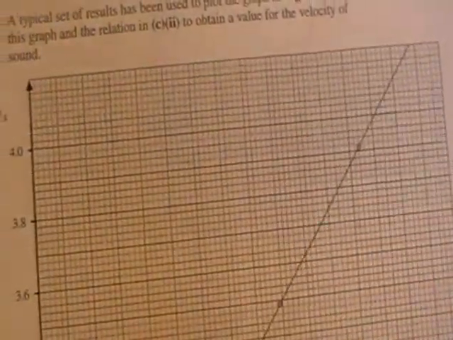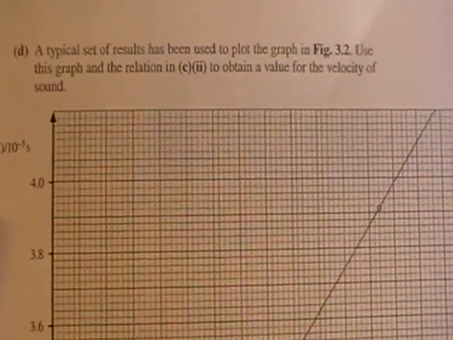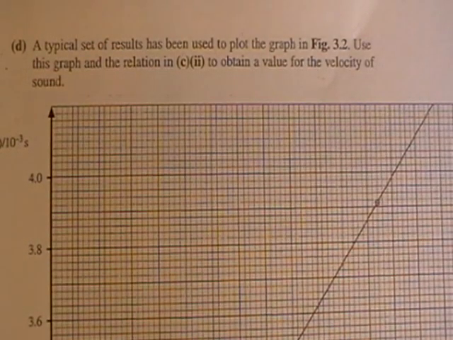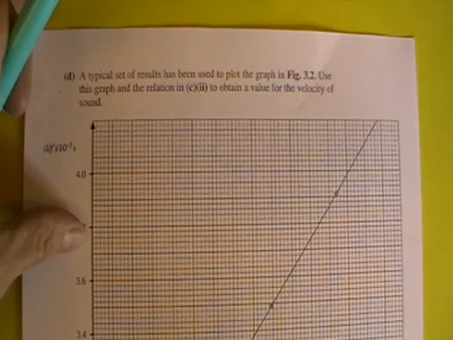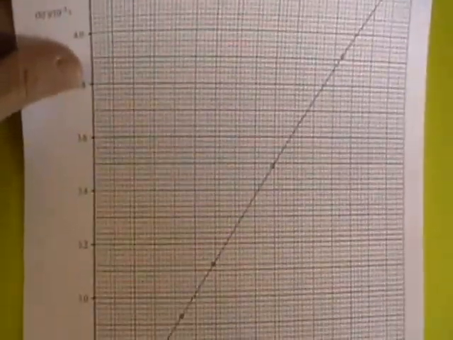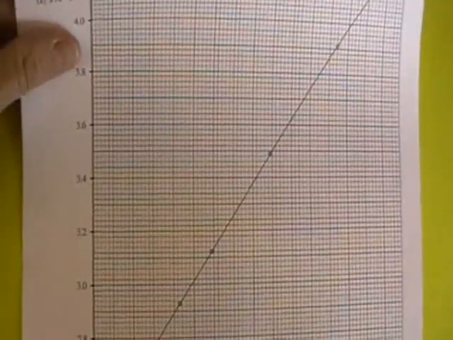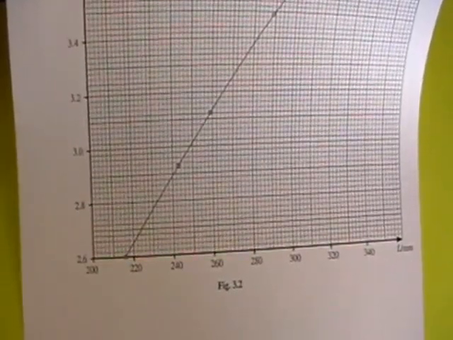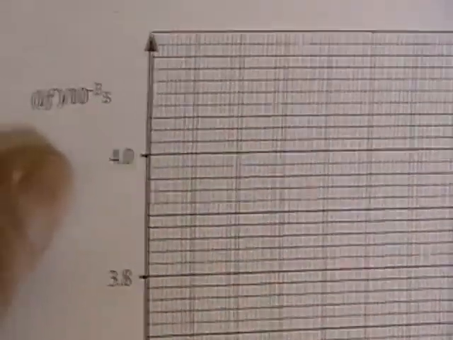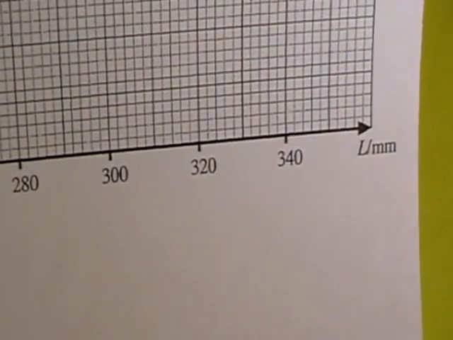Next part of the question. A typical set of results has been used to plot the graph in figure 3.2. Use this graph and the relationship in part C to obtain a value for the velocity of sound. If I just scan out a wee minute just to see. That's as far out as it goes, I'm afraid. It's quite a big graph. So there you can see the graph. You've got 1 over f, by 10 to the minus 3 seconds, and it is against L.